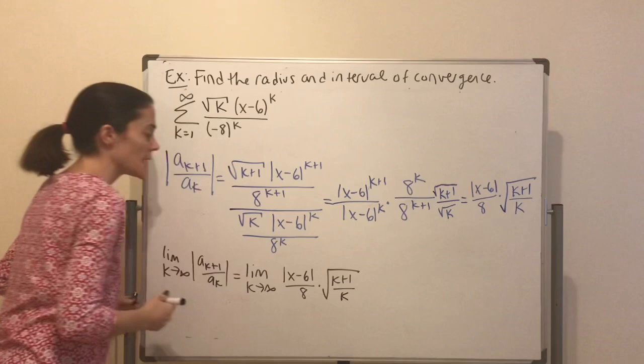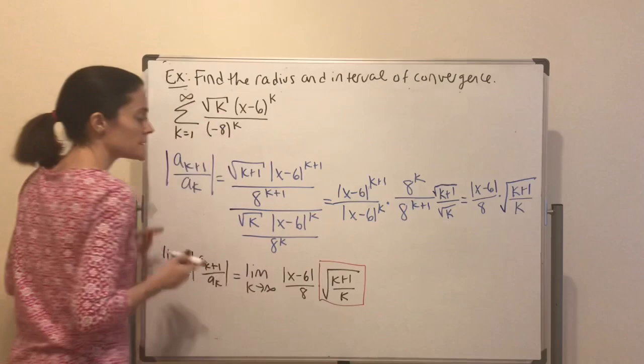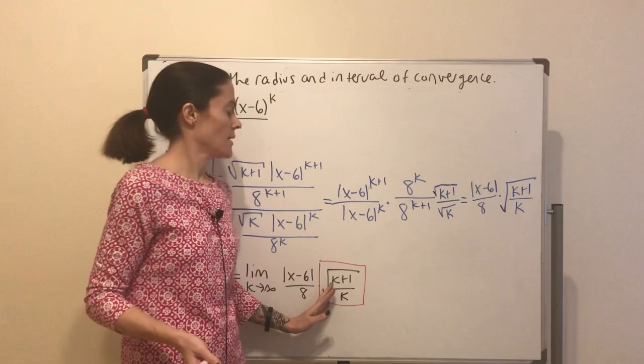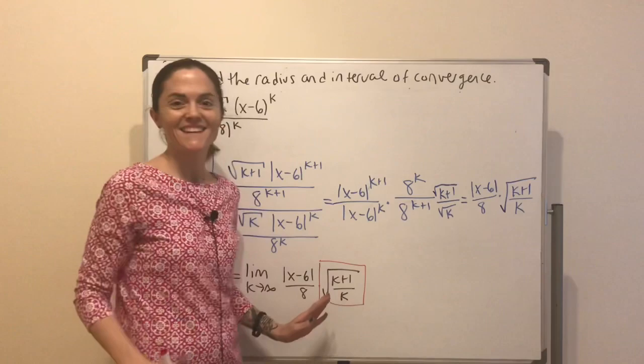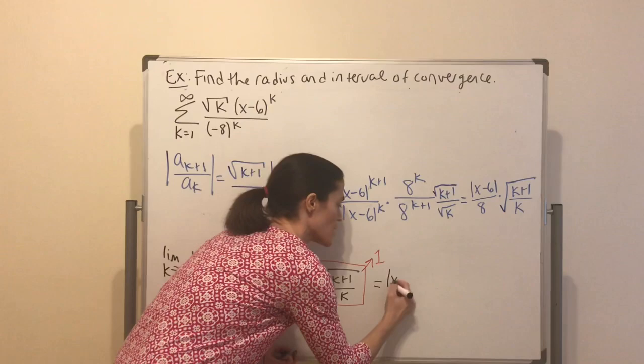What's happening? Again, this has no k in it. This part is varying with k, and what we can do, since the square root is a continuous function, means we can bring the limit inside the square root. This will approach the square root of 1, which is 1. So this is going to 1. Okay, so my limit is the absolute value of (x minus 6) over 8.